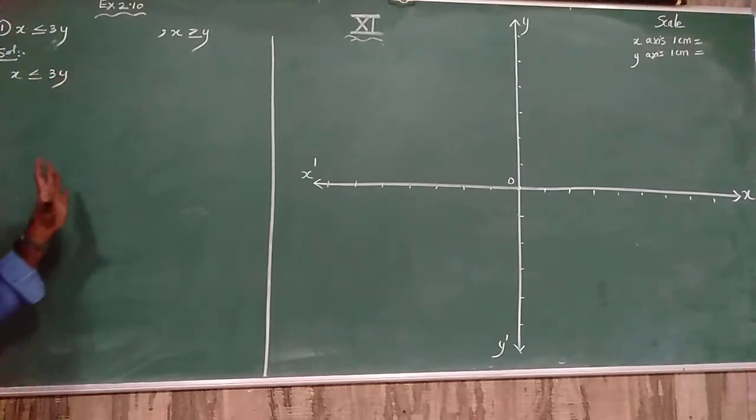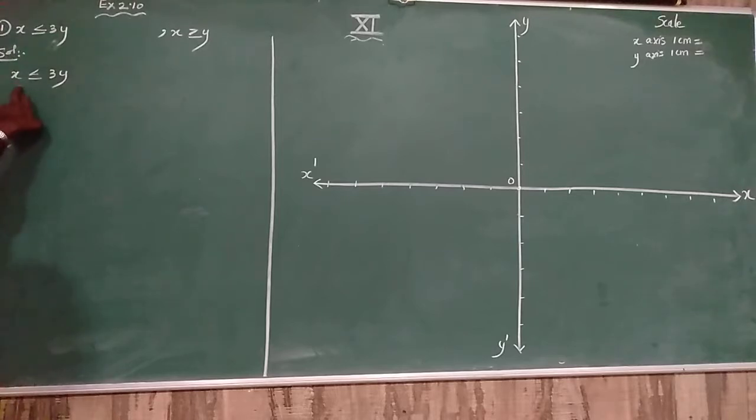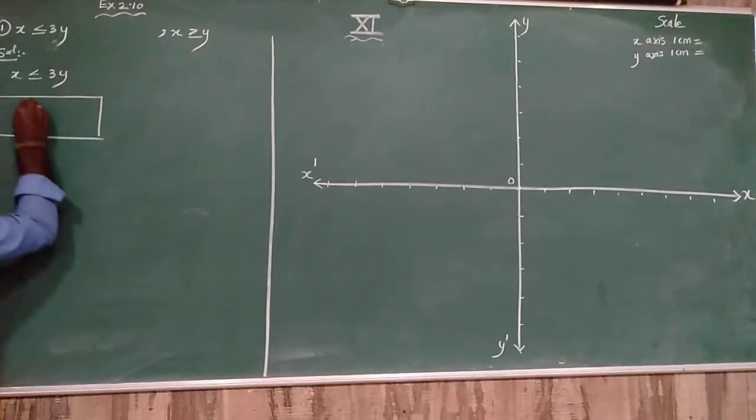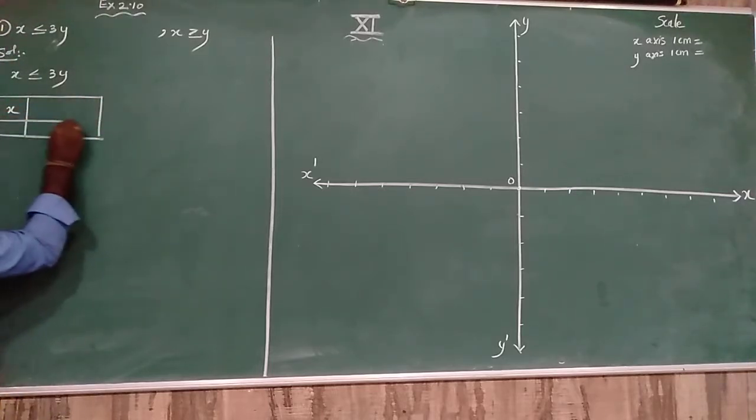For this, I need to draw a line because this is an equation of a line. Instead of taking the inequality symbols, I am going to plot the points as they are. How are you going to plot? First I am going to take the x point, next the y point.